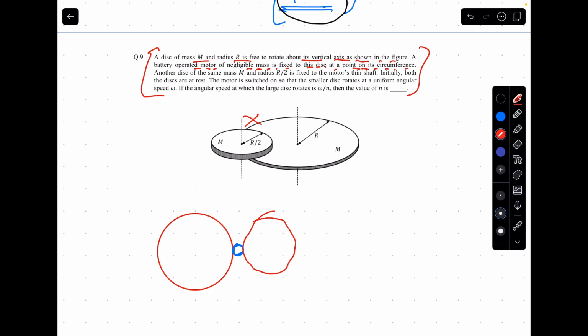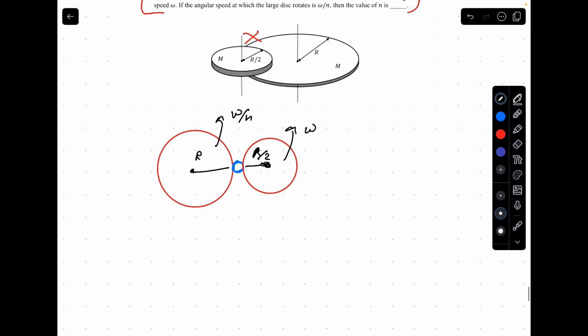Yeah, I was thinking like this. Now the radius of this one is r. The radius of this one is r by 2. Then, if the angular speed of this one is omega, then this one is omega by n. Then what is the n? So look, there will be some omega of this motor, because of that both will rotate.